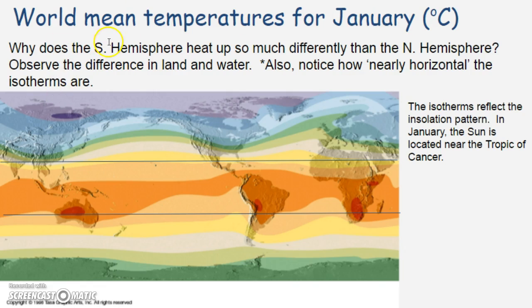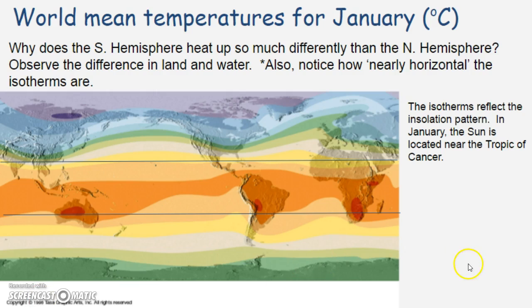Well, in January, during the Northern Hemisphere's winter, we would see that these isotherms are displayed much differently. Why does the Southern Hemisphere heat up much differently than the Northern Hemisphere? Well, it's a difference in land and water. Also notice how nearly horizontal the isotherms are. When the sun is more directly overhead at the Tropic of Capricorn, we just see a different isotherm pattern.